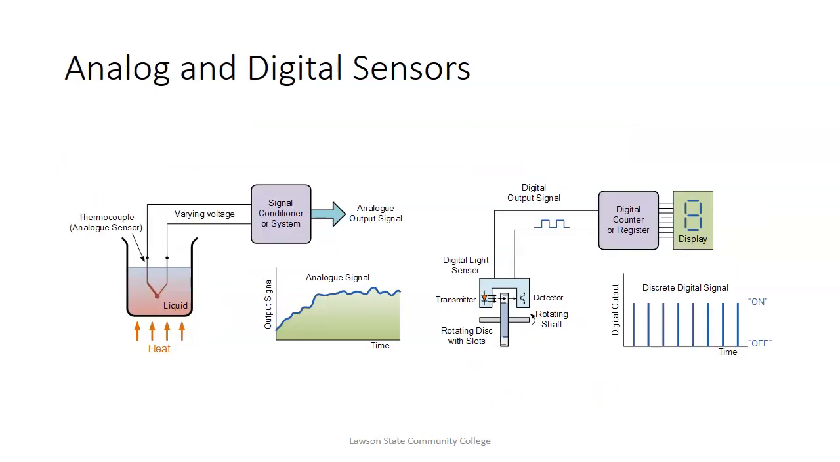So basically, analog sensors. So this would be like a thermocouple. A thermocouple is a temperature sensor. So we'll look at those. These thermocouples, these are fairly accurate. They're not real fast, but they're fairly accurate.